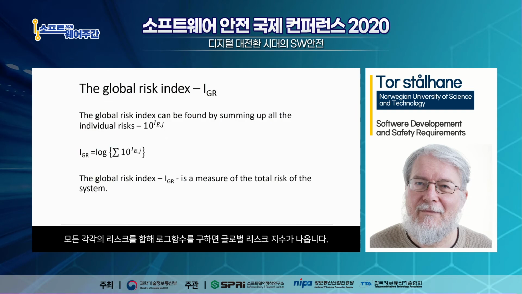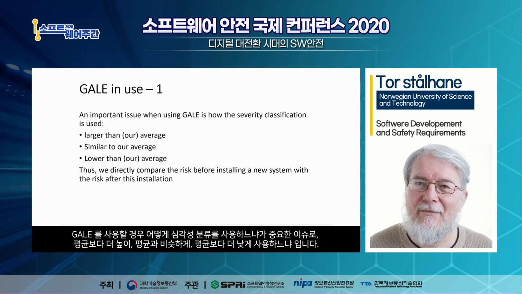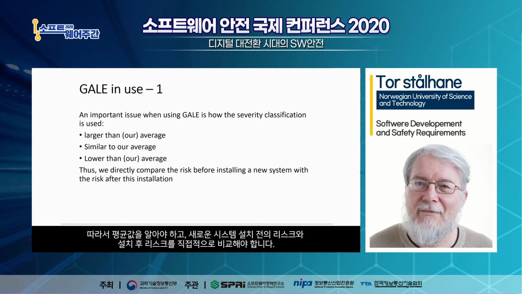So the global risk index can be found by summing up all the individual risks and taking the log, which will give you the global risk index. And this is a measure of the total risk of the system. So if you use GALE, it's important to know the severity classification: larger than average, similar to our average, lower than our average. So we need to know our average, and we need to understand we directly compare the risk before installing the system with the risk after its installation.